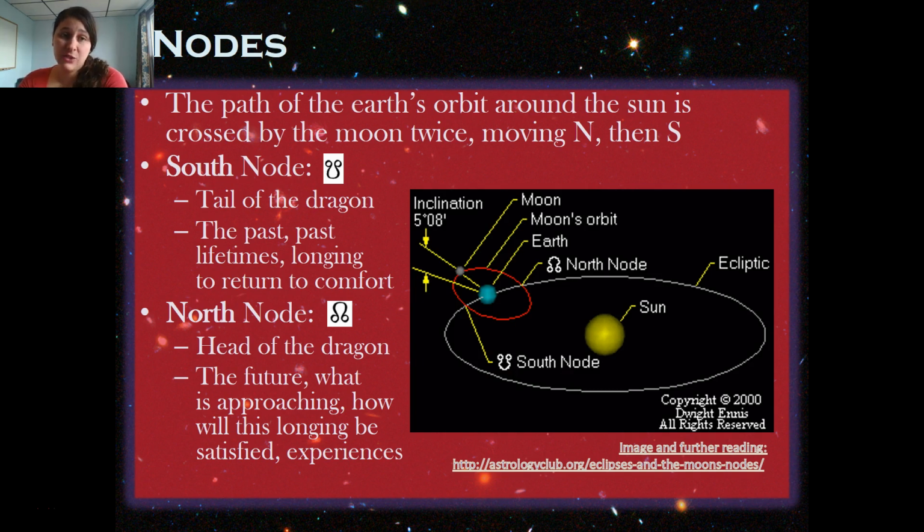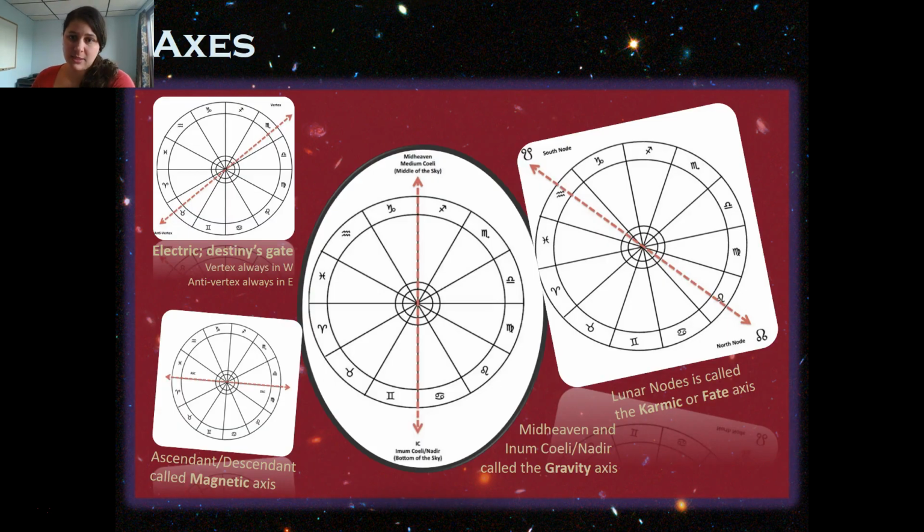And the north node would be the head of the dragon, and that is the future and how this longing is satisfied. So you could think about it like the south node is, why were you born this life? And what lesson are you meant to learn this lifetime that you didn't learn in the past lives? And the north node is, how will this lesson be learned? Will it actually get learned this time? And what experiences are you due to have? So that's called the karmic or fate axis, right? It's what is the fate of your life?